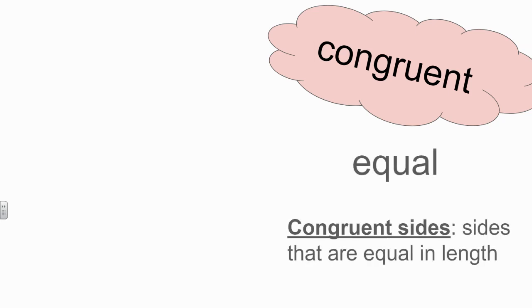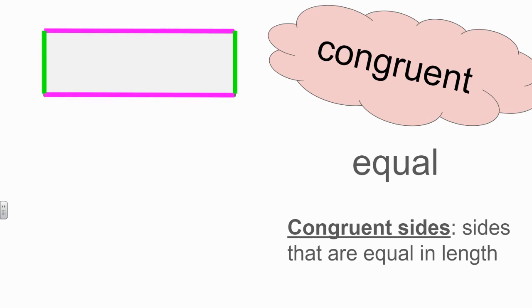The word congruent might be new for you. It's a fancy schmancy word for equal or exactly the same. And so we're going to be focusing mostly on congruent sides of our quadrilaterals, and these are sides that are equal in length. So if you take a look here at this rectangle, you can see that the two opposite purple sides, they're congruent to one another. And the two green opposite sides, they are equal or congruent in length to one another.